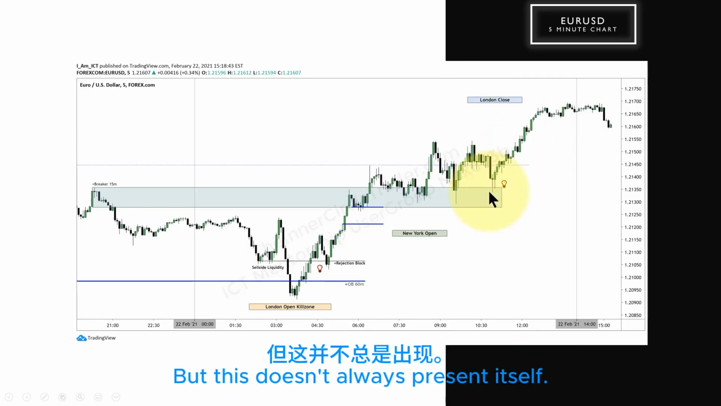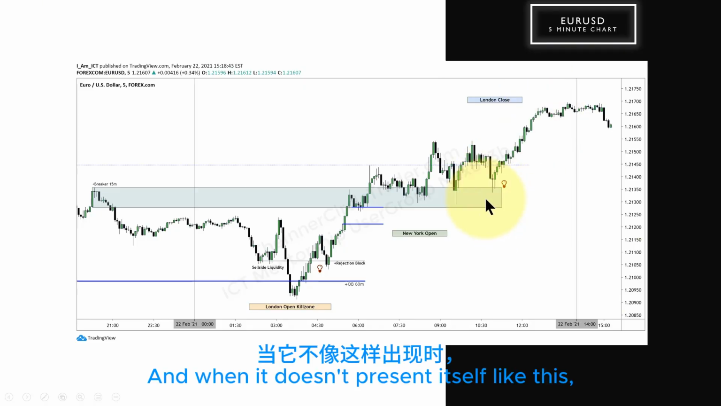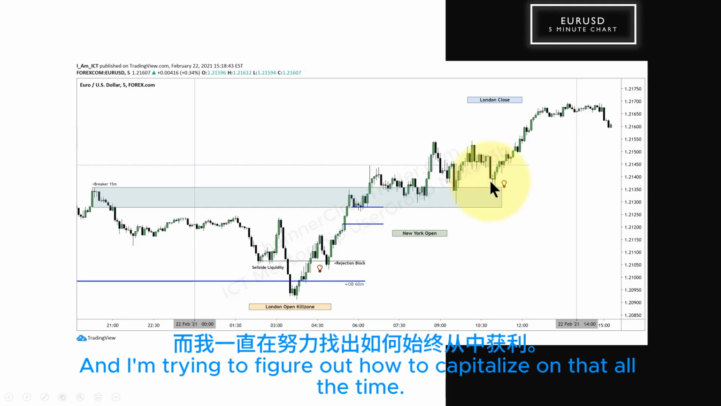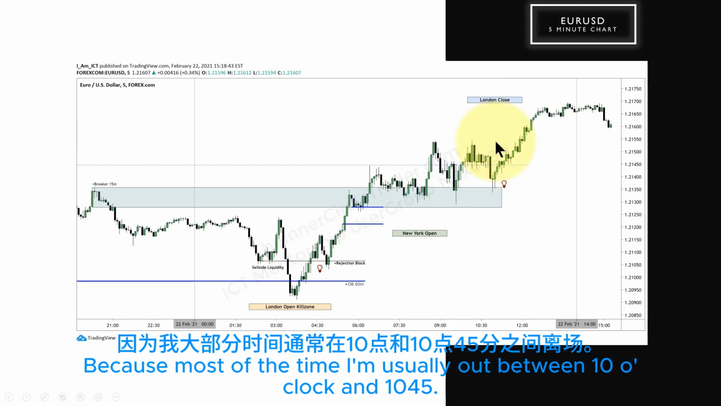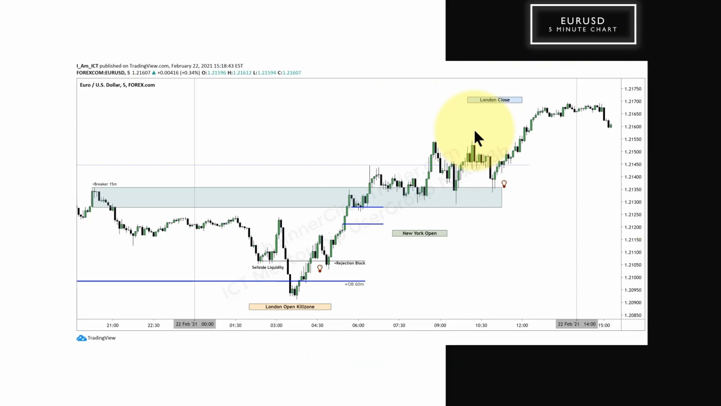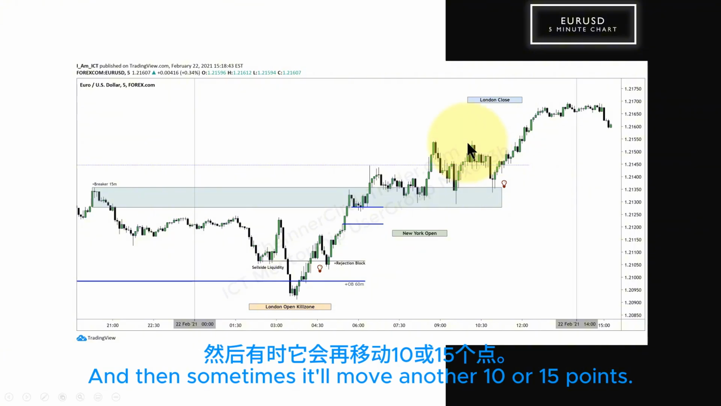But this doesn't always present itself. And when it doesn't present itself like this, I will see moves like this, and I have seen moves for the last decade or so. And I'm trying to figure out how to capitalize on that all the time, because most of the time I'm usually out between 10 o'clock and 10:45. That's usually about my bailout time. I want to be out before 11 o'clock in the morning. And then sometimes it'll move another 10 or 15 points.